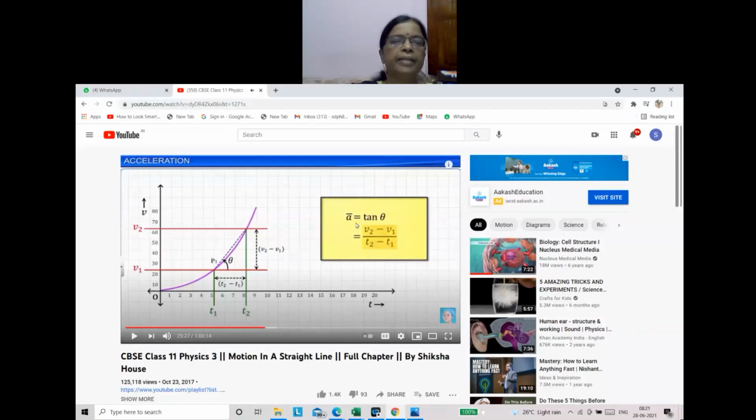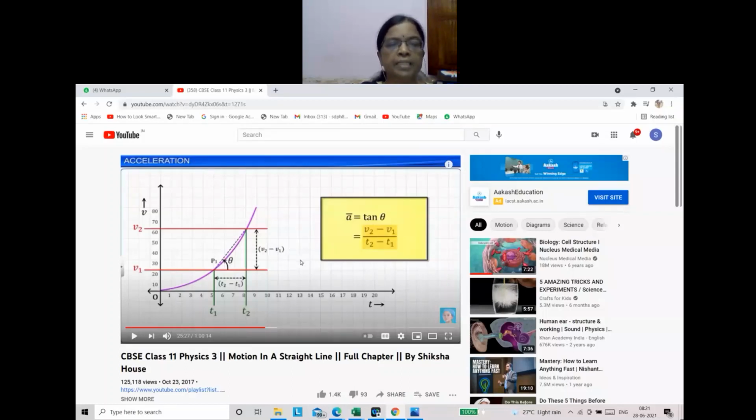See children, what type of motion is this? Uniform acceleration or non-uniform acceleration, children? Non-uniform. What is the reason? Because it is a curved line. Curved line, correct. So this is non-uniform acceleration. So initially change in velocities are not equal in equal intervals of time.